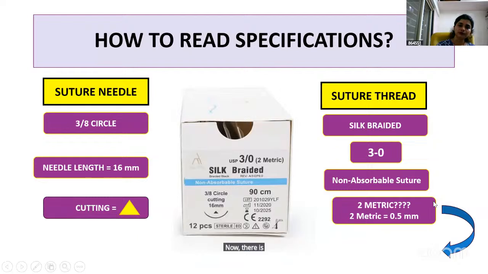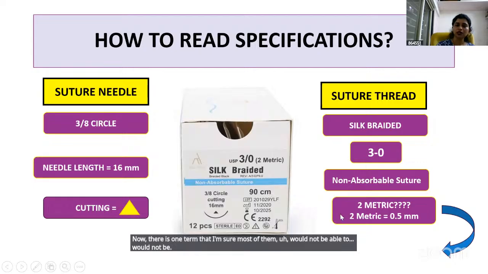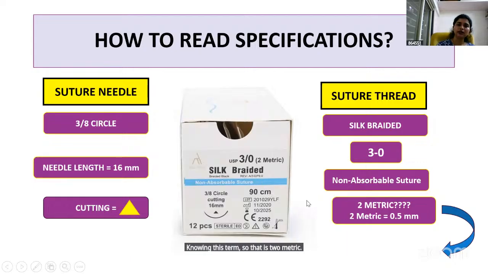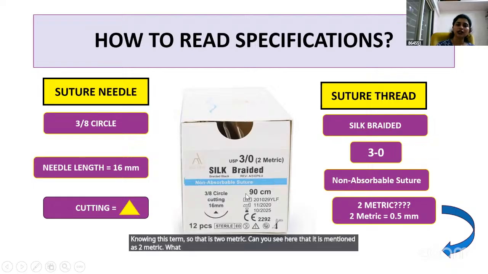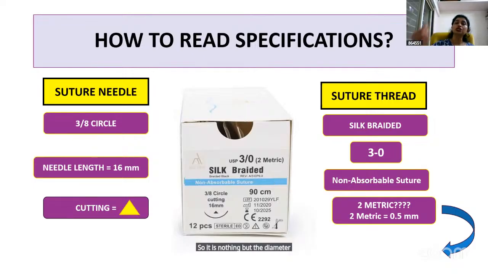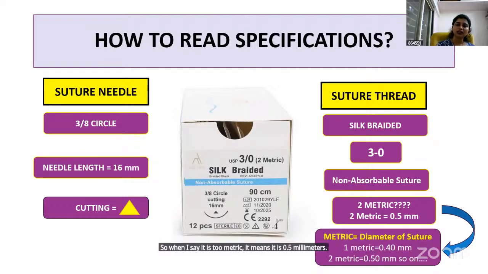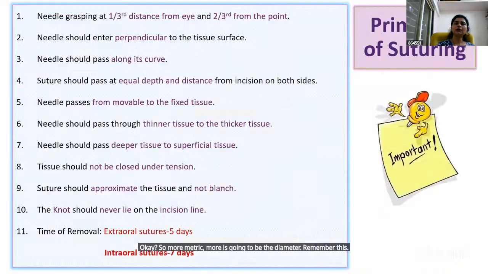Now there is one term that I'm sure most of you would not be knowing. That is 2 metric. Can you see here that it is mentioned? It is 2 metric. What is the meaning of 2 metric? It is nothing but the diameter of the suture thread. I'm not saying suture needle, I'm saying diameter of the suture thread. So when I say it is 2 metric, it means it is 0.5 millimeters. So 1 metric is 0.4 millimeters, 2 metric is 0.5 millimeters, and so on. So more metric, more is going to be the diameter. Remember this. Now coming to the next important part, the various principles of suturing.